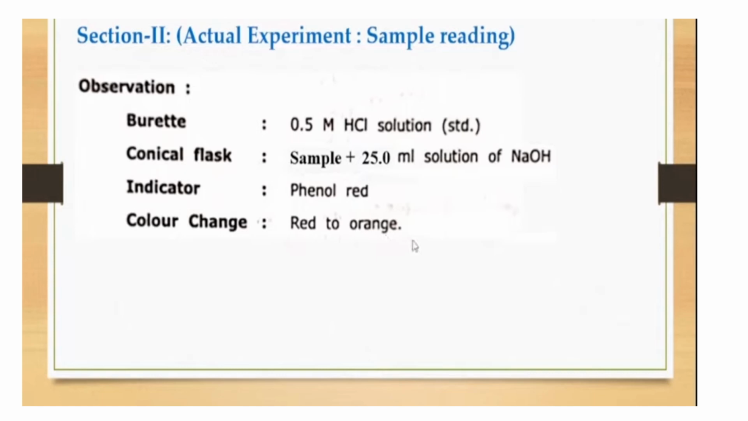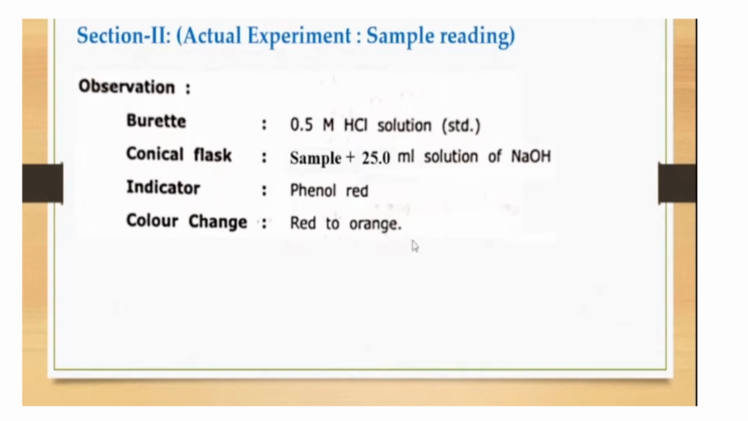What is required here is the burette, which is filled with 0.5 molar HCl, and the conical flask containing the sample, 0.5 gram of aspirin plus 25 ml of sodium hydroxide solution. Here the indicator we have to use is phenol red, and the color change happens from red to orange.